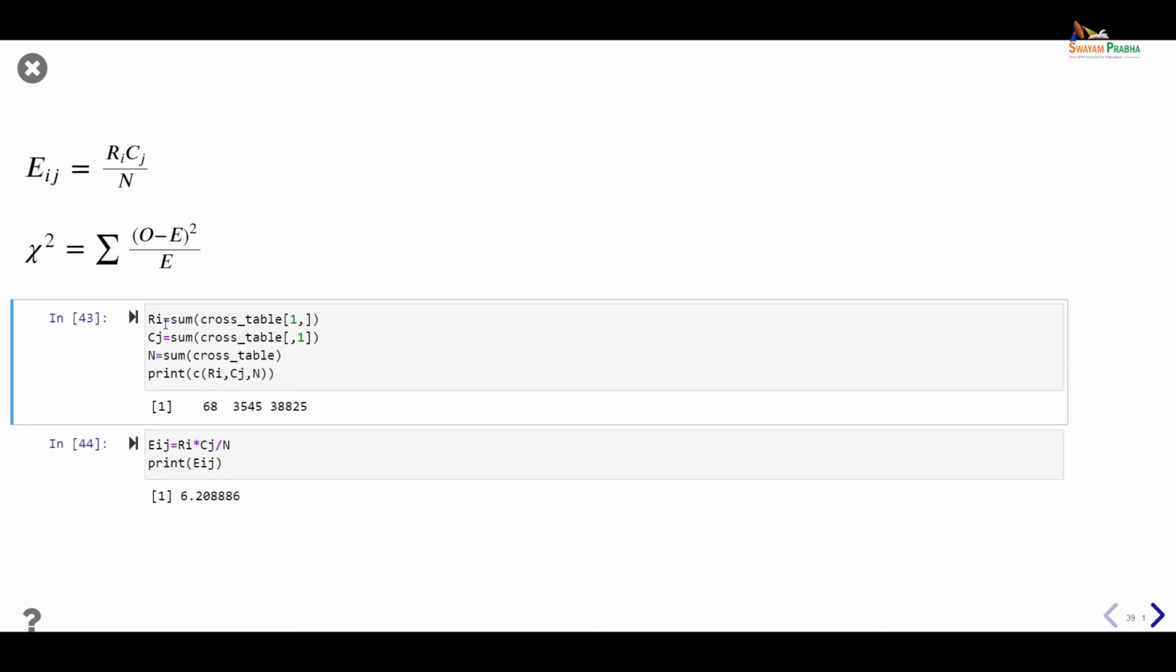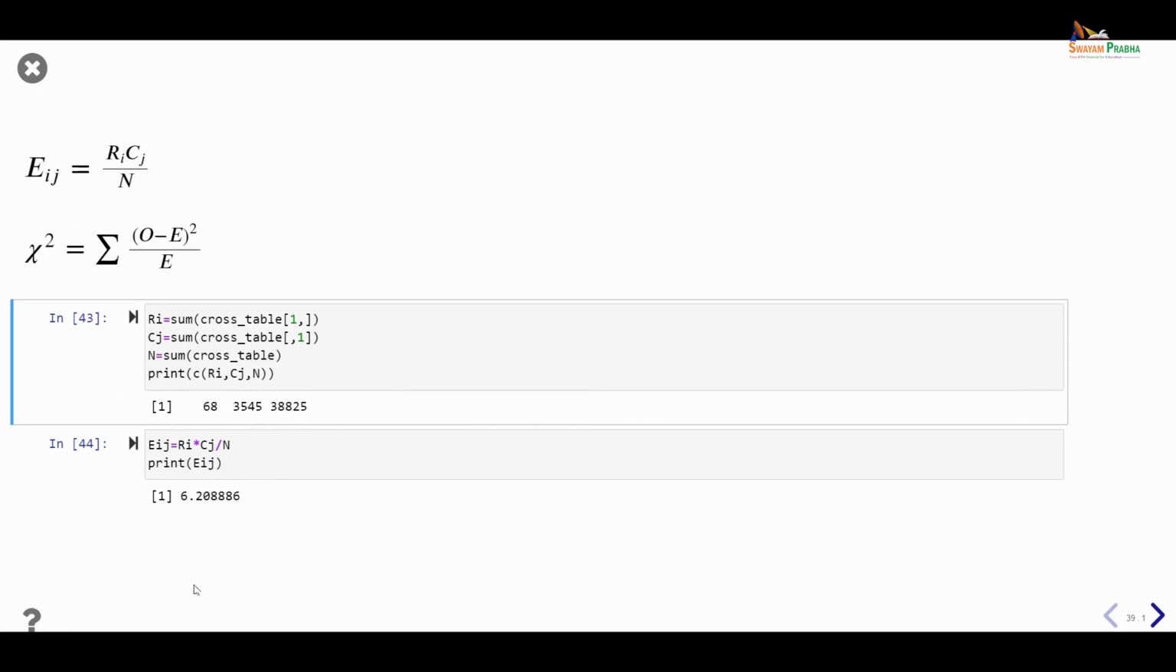Now I'm just computing the row sum and the column sum. The first row sum is 68, and the first column sum is 3545. The first row sum is the sum of all frequencies under the first row, which is for CNG. The sum of the first column is the sum of all frequencies under the column bus. Now n is the total number of records, that is the sum of all the elements in the cross table, and that's given as 38,825. So I'm just printing these values out.